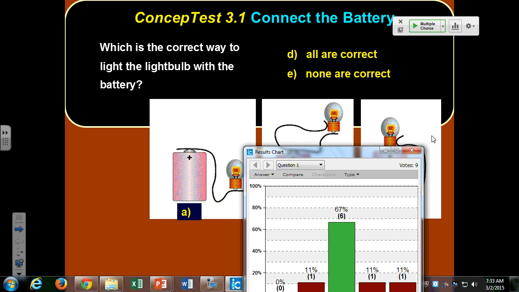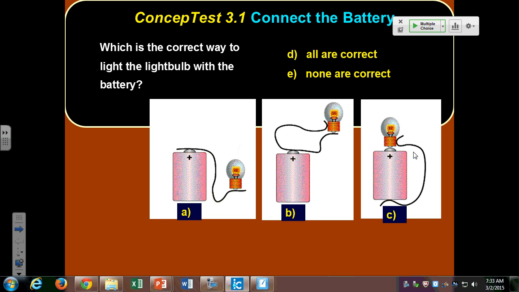Alright, good. C is the right answer. You just have to have a continuous path for the electricity to flow, where it goes through the battery, through the light bulb, through the little filament, and then to the negative side of the battery. You have to have a continuous path.